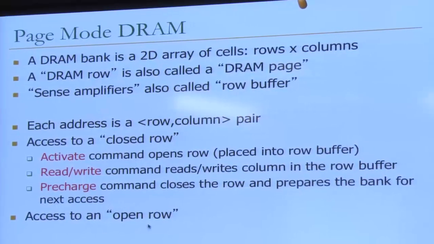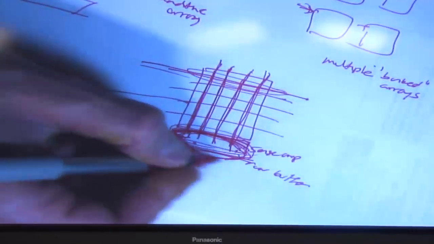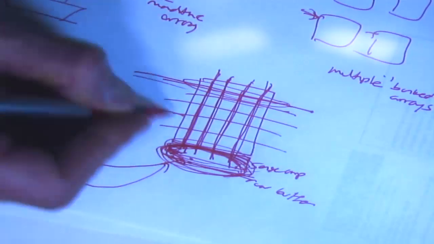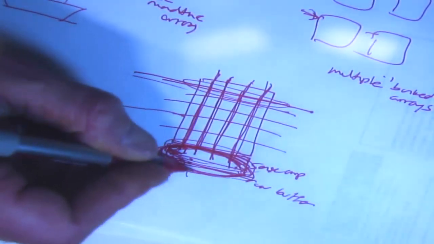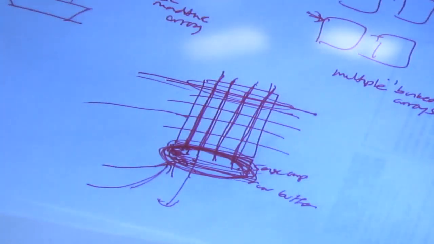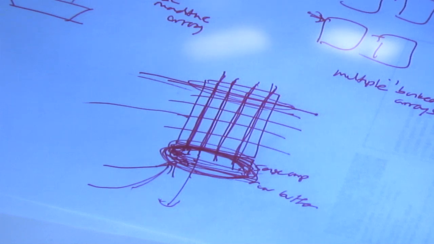Access to an open row, on the other hand, open row means you've already activated the row, and the data of the row is already in the sense amplifiers. When you need to access it, you don't need an activate command. The data is already there. So you basically issue a read and write and get the column that you need out of that. OK? But you still need to precharge it once you're done, if you want to access another row.